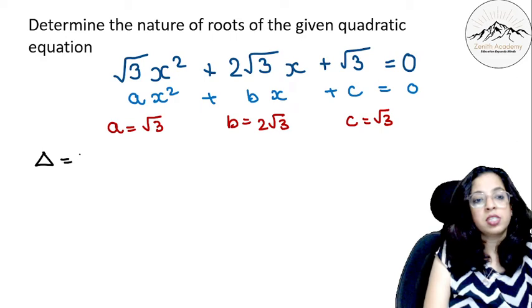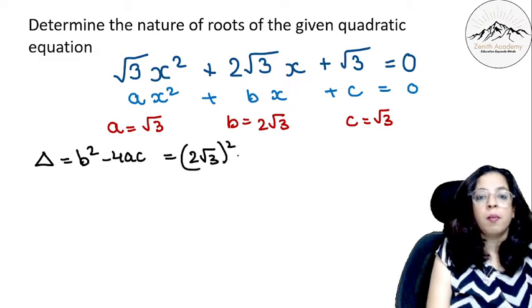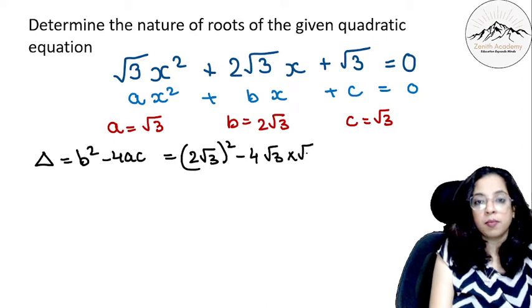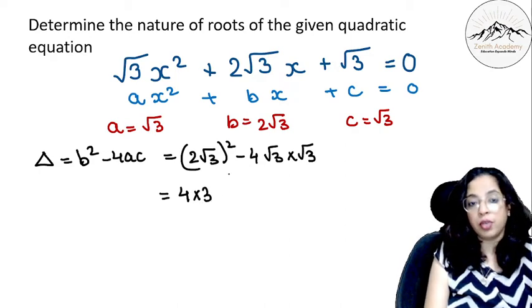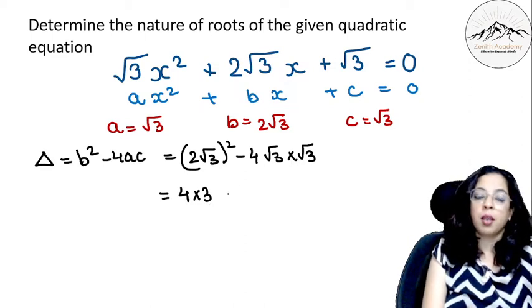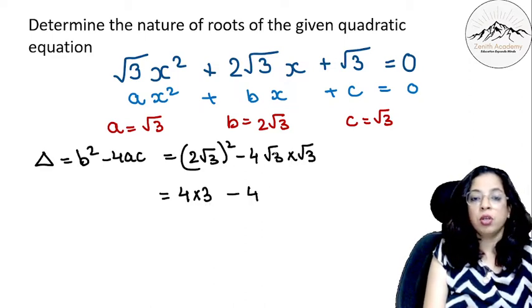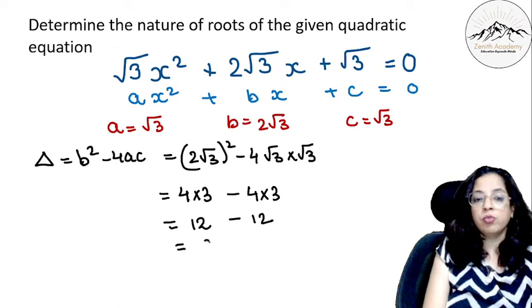So discriminant is equal to b square minus 4ac. So b is 2 root 3. So 2 root 3 square minus 4 into a into c. Right? So 2 square is 4. Root 3 square is 3. So this becomes 4 into 3. Right? 2 into 2 is 4. Root 3 into root 3 is 3. Minus 4. Now root 3 into root 3 is 3. So this is 12 minus 12, which is equal to 0.